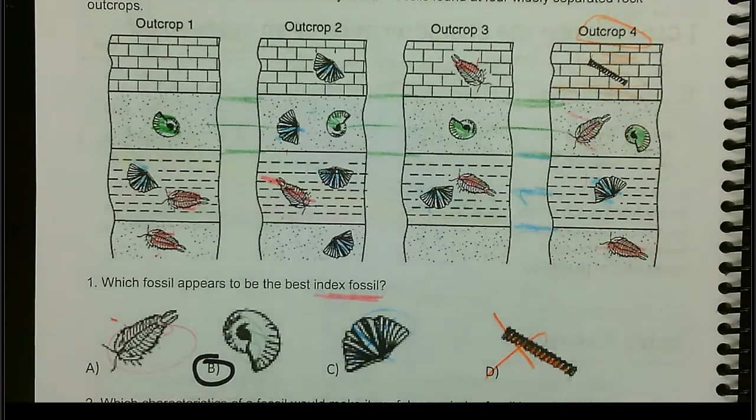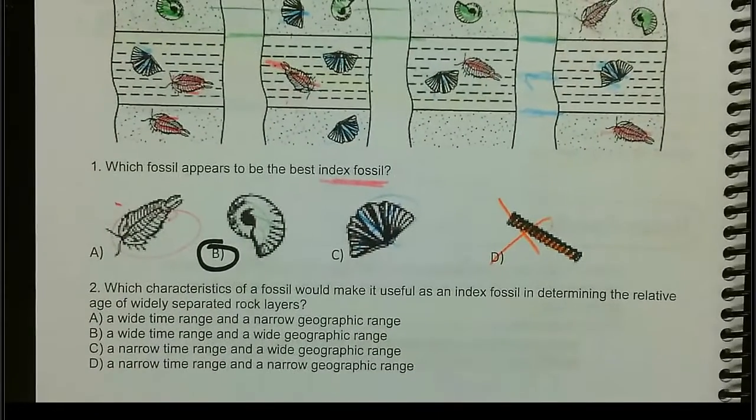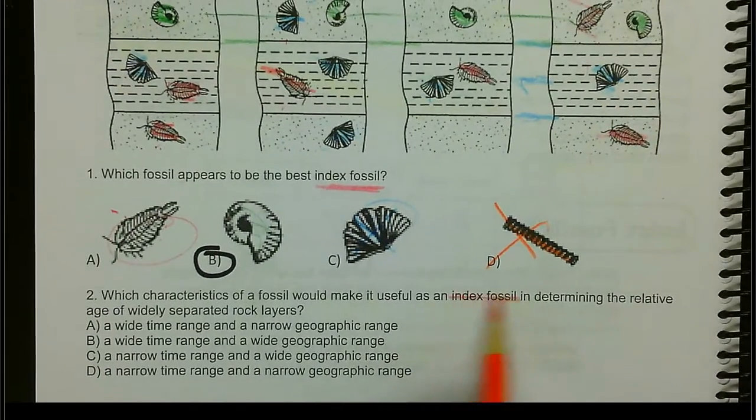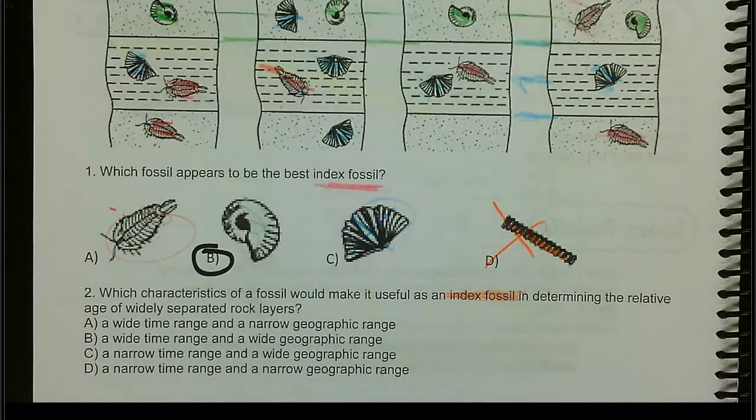Let's take a look at number 2. It says, which characteristics of a fossil would make it useful as an index fossil? So remember, index fossils have 2 characteristics. They're geographically widespread and they exist for a short time. So I want a narrow time range and a wide geographic range. The correct answer is C.